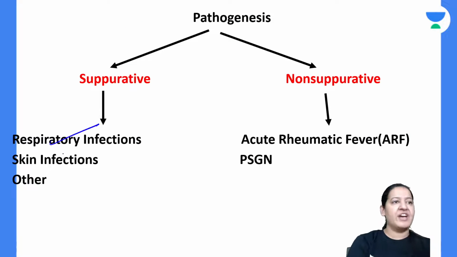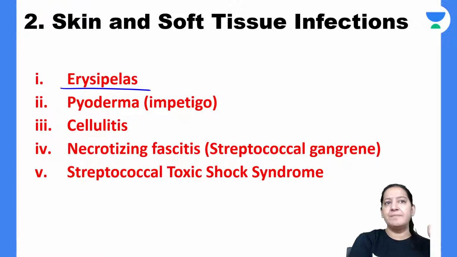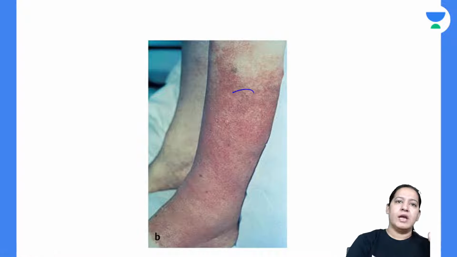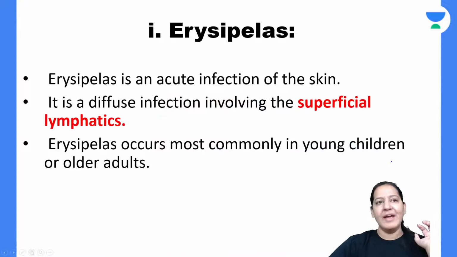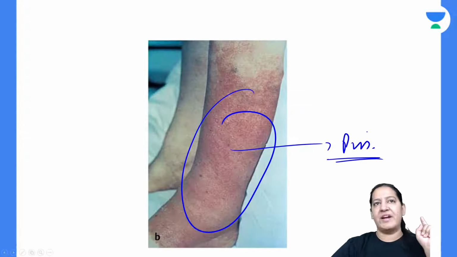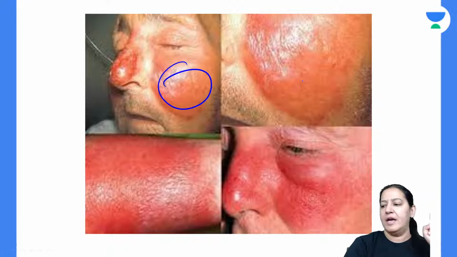So respiratory infection, now skin infection. In the skin infection, the patient can have erysipelas. You know what erysipelas is? Erysipelas is this one. Can you see? There is pus filled. So the pus in the superficial lymphatics is known as erysipelas.